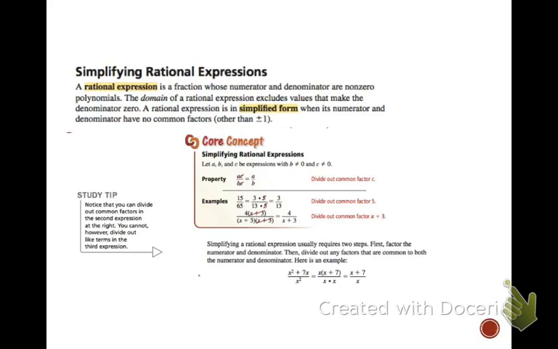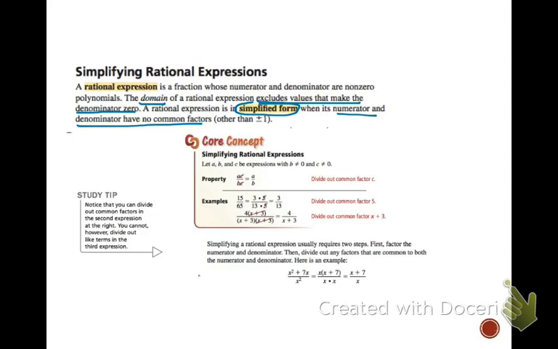A rational expression is a fraction whose numerator and denominator are non-zero polynomials. The domain of a rational expression excludes values that make the denominator zero. As always, we don't want that to be the case. A rational expression is in simplified form when its numerator and denominator have no common factors. So that's going to be the name of the game today, to simplify after we do anything else we're asked to do. So look at the core concept.